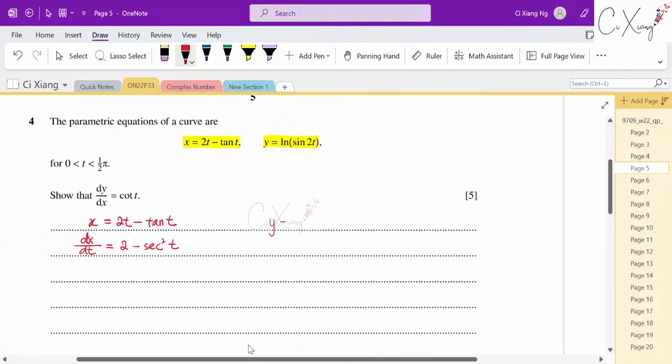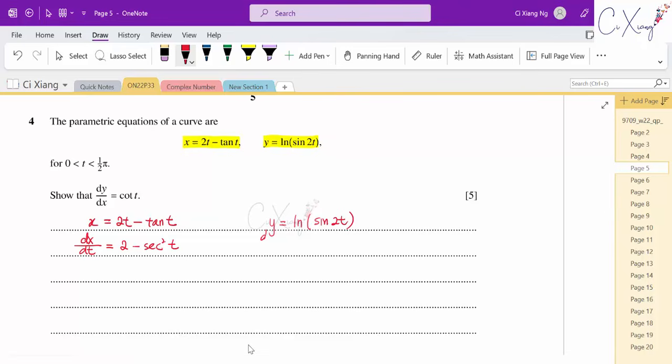So y is equal to ln of sine 2t. To find the differentiation for y, we have the main function, which is ln. To differentiate the ln, you bring the bracket down to become the denominator. After that, you differentiate the thing inside the bracket. Differentiate sine, you get cos. And after that, differentiate 2t again, you get 2. So by right, we have 2 cos 2t over sine 2t for my dy/dt.